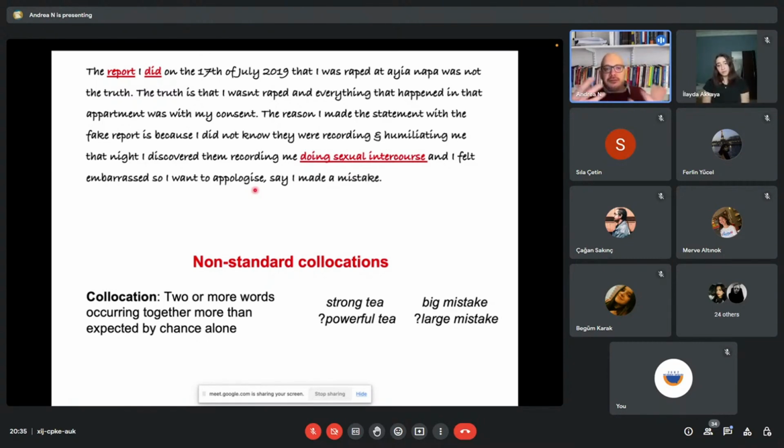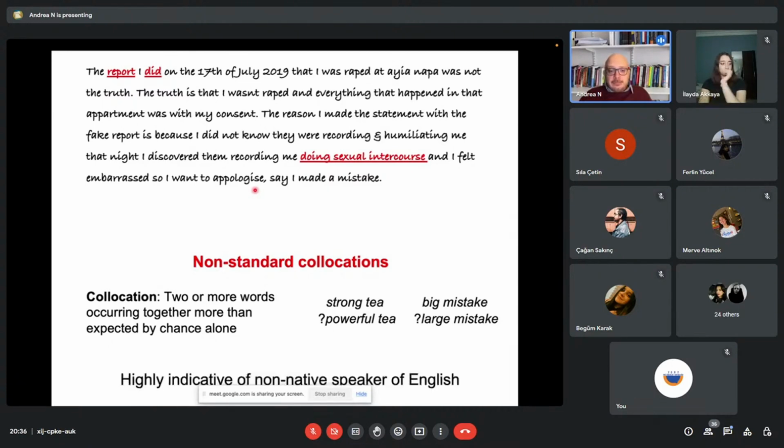So in other words, whenever we find non-standard collocations, it's very hard to explain them as if they are written by a first speaker of English, or any language, because it would be almost impossible for them to produce something like that. But it's actually very likely that a speaker of a language as a second language produces this kind of structures. So this is highly indicative of a non-native speaker of English.